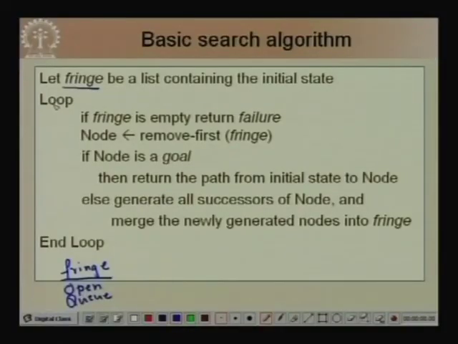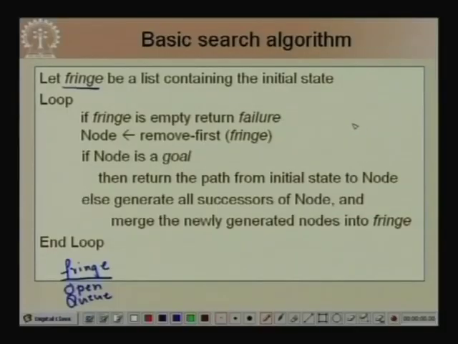The search algorithm will execute this loop. First step, if fringe is empty, if there is no more state to expand and the algorithm has not found a solution yet, the algorithm returns failure. If fringe is empty, return failure. That is, no goal found and no node remains to be expanded.